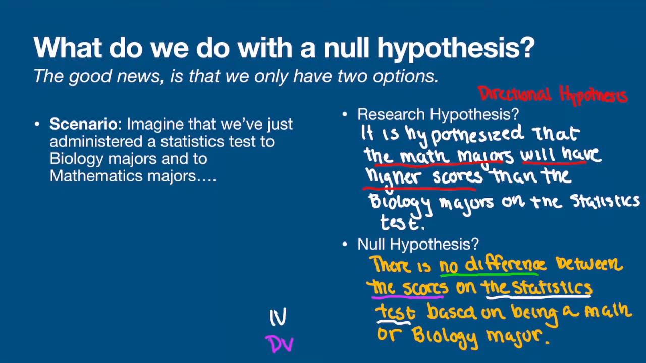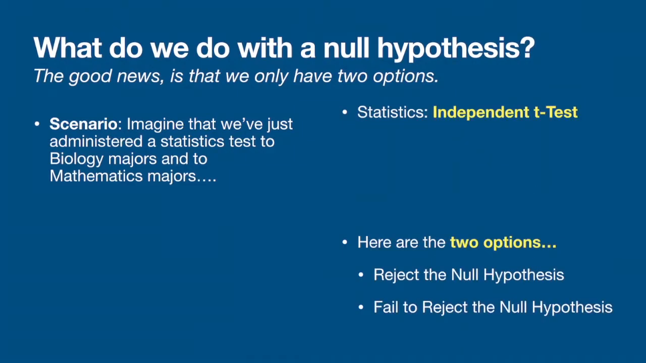So let's switch gears for just a moment here to make this even more practical. Let's imagine we have the very same scenario. What we would do in order to determine whether or not there really is a difference between how well the biology majors performed and how well the math majors performed, we need to use some statistics. And one type of statistic that we'll learn more about this semester is something that we call the independent t-test.